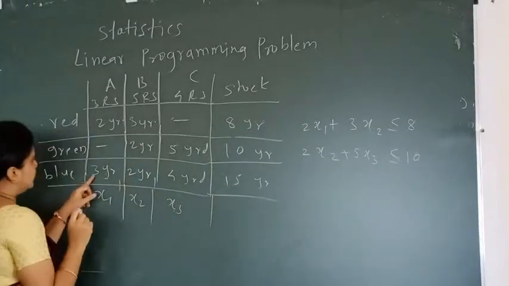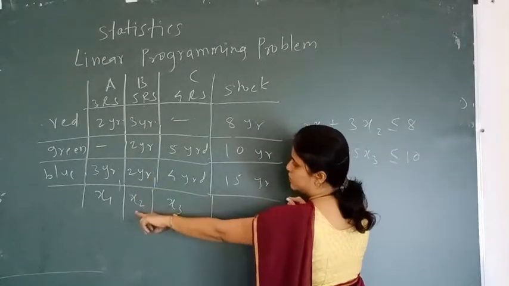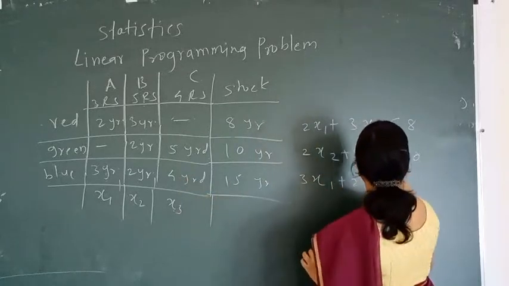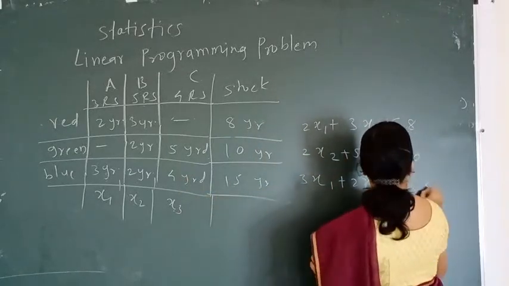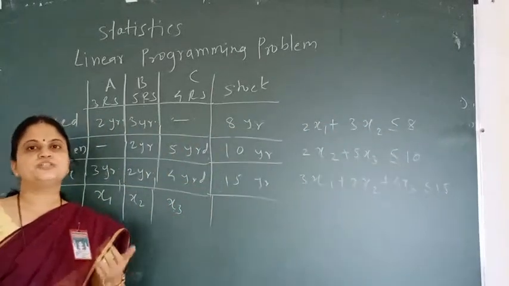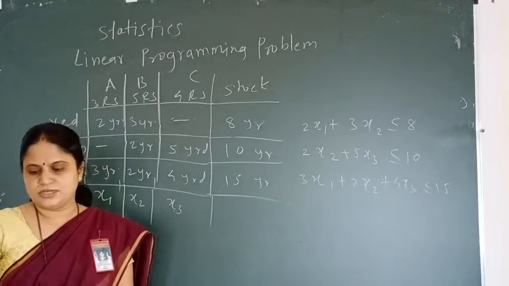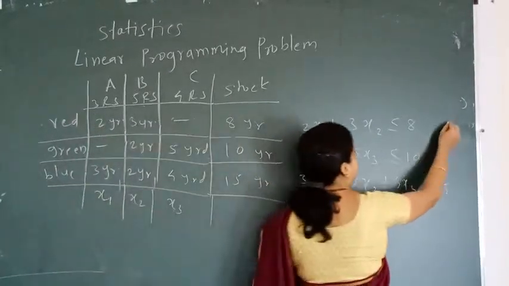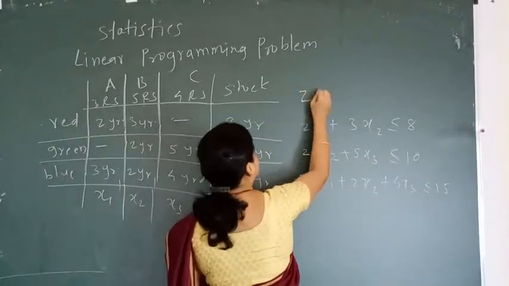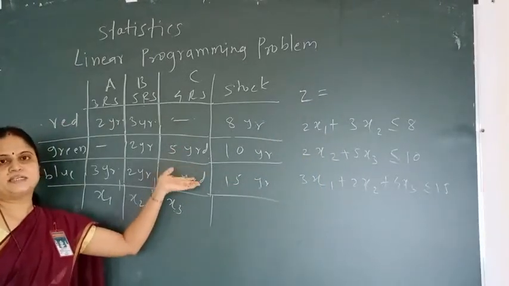And blue wool, the equation which contains all the variables, that is 3 variables. So 3x1 plus 2x2 plus 4x3, this must be less than or equal to 15. The conditions are placed because I have only this much wool with me. Okay, so these are my constraints, and these are the 3 constraints I have. Now what is my Z? Over here Z is to optimize my profit. So over here we need maximum Z.